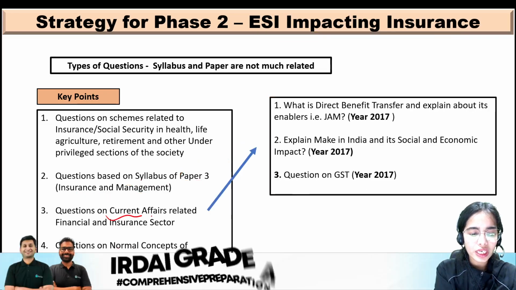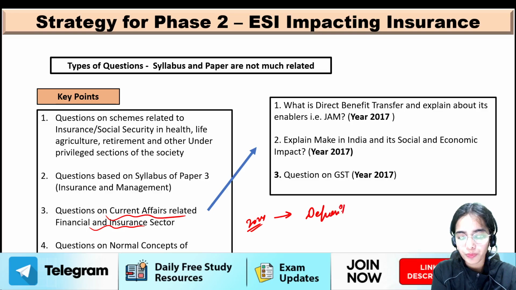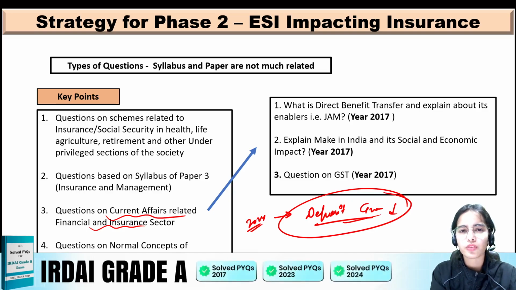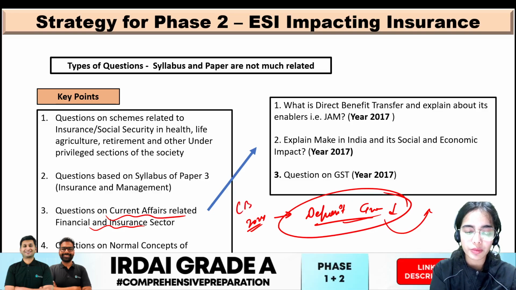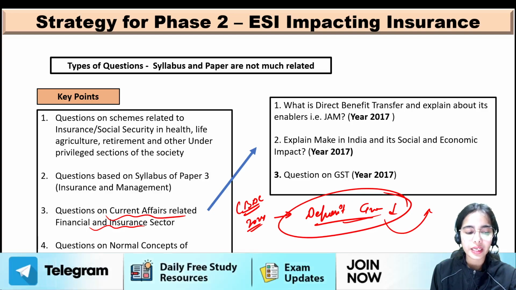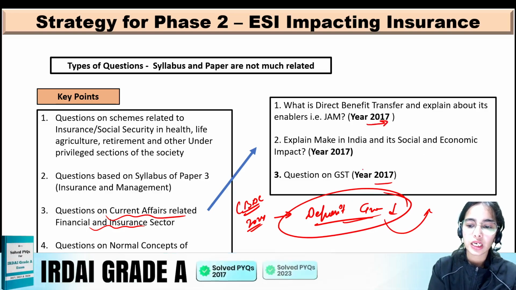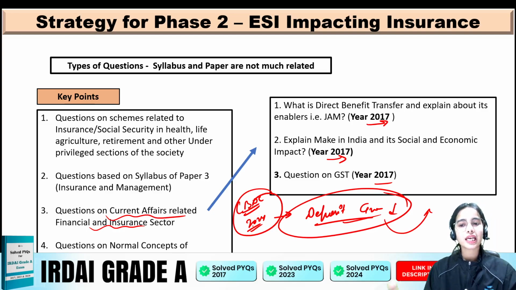Now, there were questions on current affairs related to the financial and insurance sector. Like in 2024, there was a question on the deposit growth that is decreasing recently. So the banks are getting less deposits. There was a question regarding how it will impact the insurance sector. Such questions on current affairs, like there was a question on CBDC. Such questions related to current affairs, related to the financial sector and insurance sector, can come. Like in 2017, such questions have come. In 2024, also such questions have come. So such questions can come in 2025.